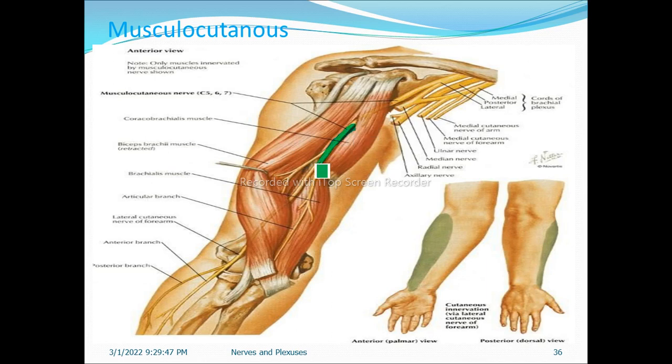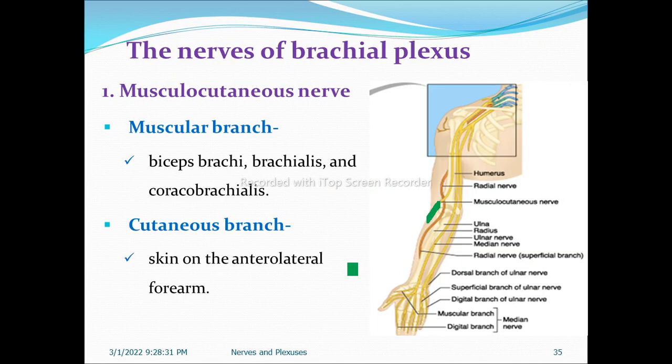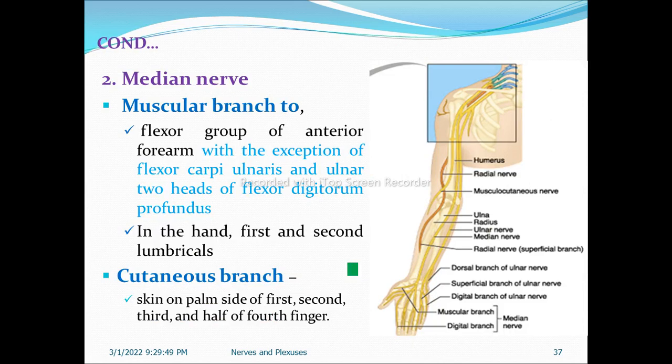This is the musculocutaneous nerve. The musculocutaneous nerve is found between biceps brachii and coracobrachialis and brachialis muscle. So this is the cutaneous nerve, the muscular branch is in the arm, and the anterolateral side of the forearm is supplied by the musculocutaneous nerve. And finally, the second nerve is the median nerve.